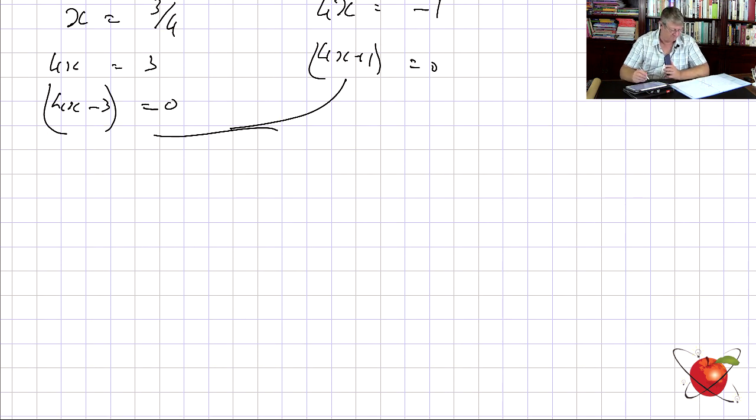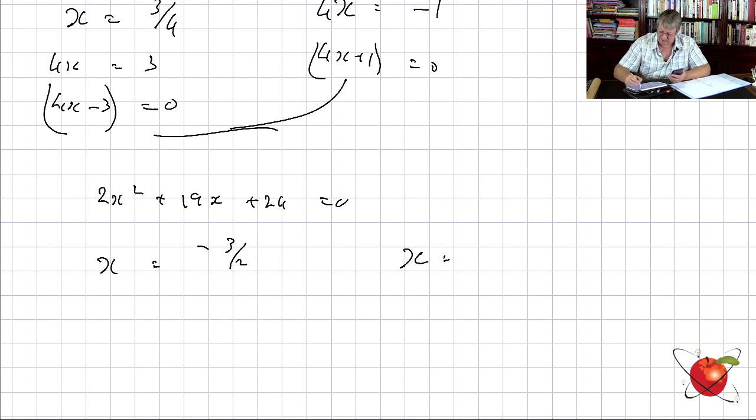Let's have a look at this one. 2x squared plus 19x plus 24 equals 0. We do the brackets again. Okay, so let's see. We press 2 equals, that's my A. 19 equals is B. 24 equals is that one. Press equals again, and you get x equals minus 3 over 2. And x equals, press equals again, minus 8. Right? Can you see? Okay.